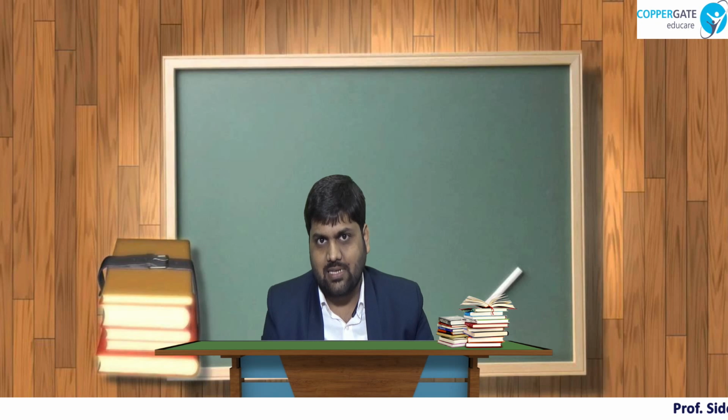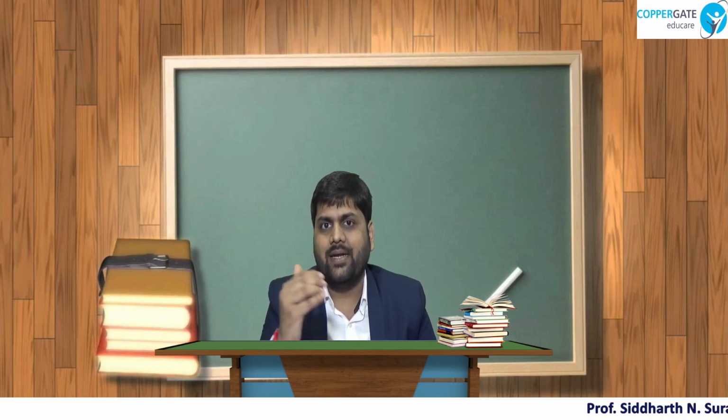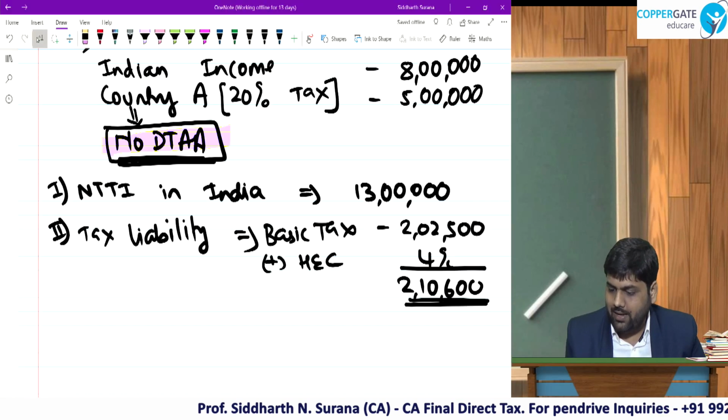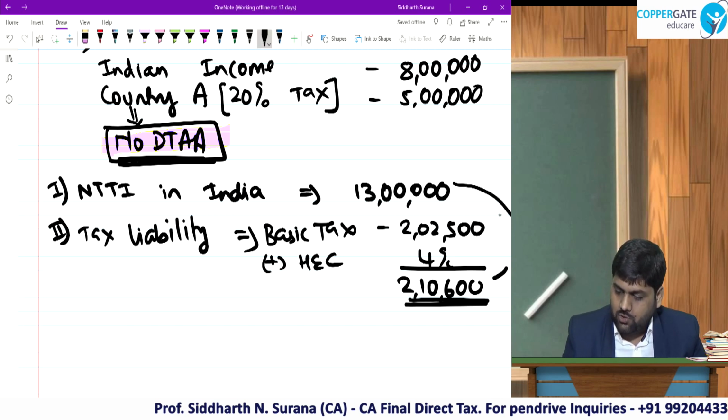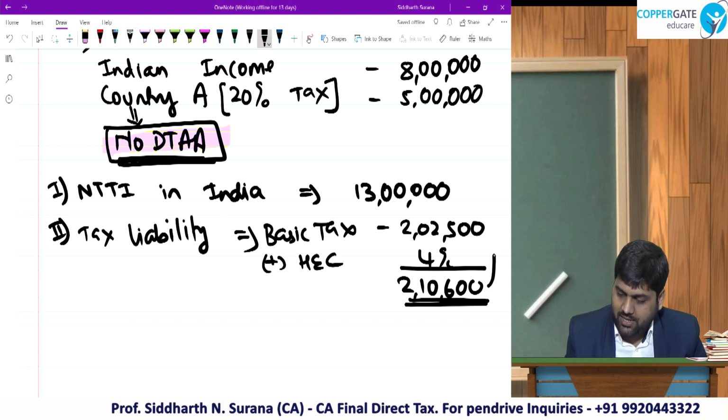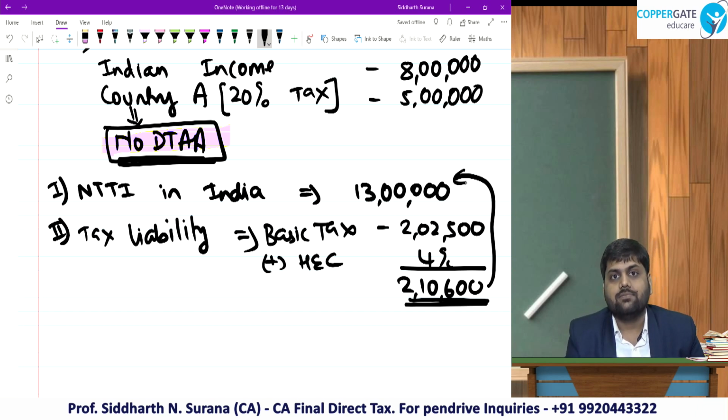First 250 basic exemption 0%, next 250 5%, next 5 lakh 20%, and the balance 3 lakh 30% plus cess. Can I say therefore some portion of 13 lakh has gone in 0%, some in 5, some in 20, some in 30? Total 13 lakh has gone to tax at different rates, and on total 13 lakh rupees we are getting total tax of 2,10,600. 2,10,600 is the tax calculated on 13 lakh.